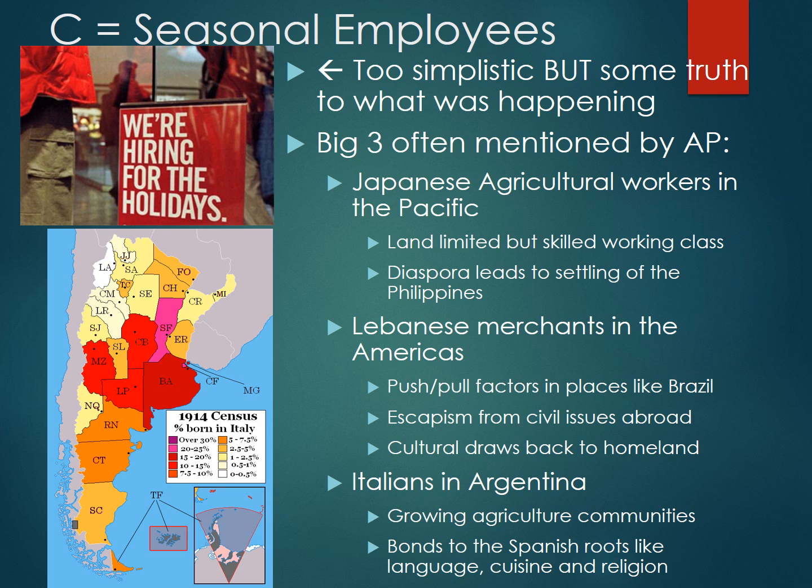And so once again, AP likes to gravitate towards certain movements here, and they ask us to influence you and teach you about a few of them. So here are the big three that they typically talk about. One is the Japanese agricultural workers in the Pacific. So Japan, as you already are aware, is a very land-limited country. It's an island, or a group of islands, and so land is very limited.